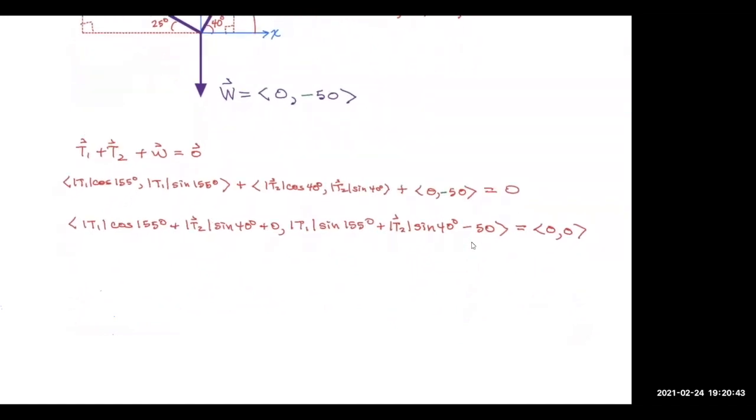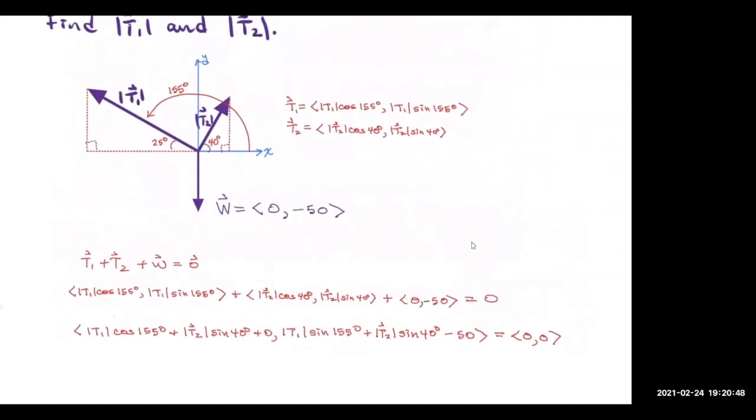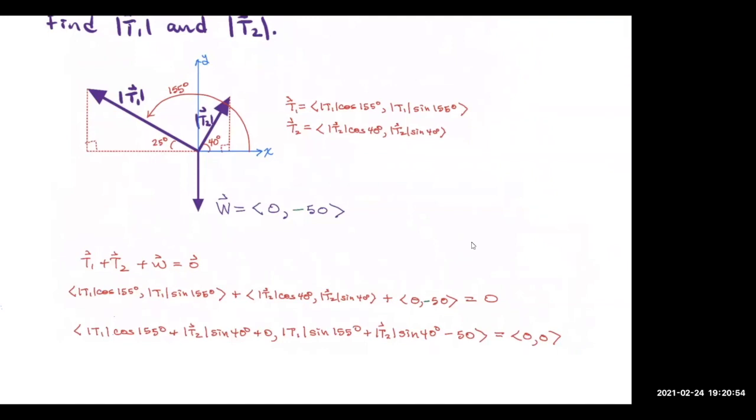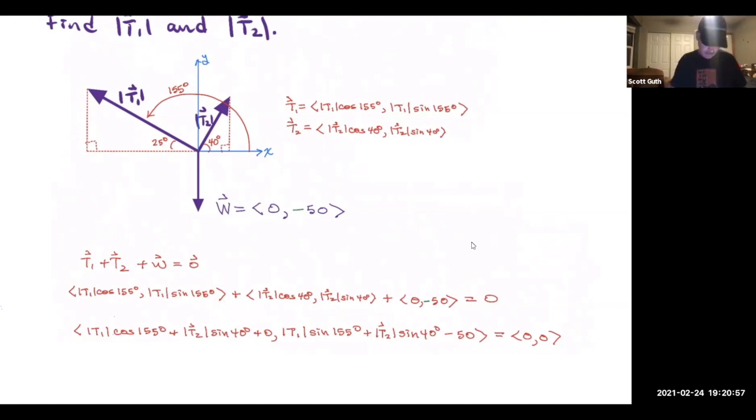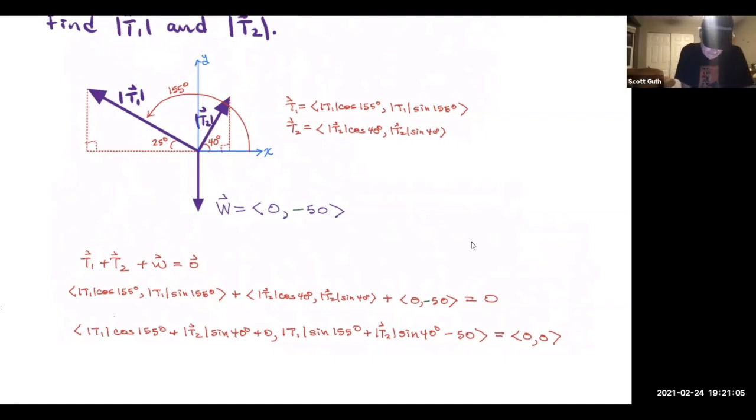Professor, I think you miswrote one of the signs. Shouldn't it be T2 cosine 40 degrees plus zero? On the first component? No, on the second component. The second equation line where you got zero. Let me just pause for a second and I'll find the mistake. Okay, so you're telling me that should be a cosine and not a sine.